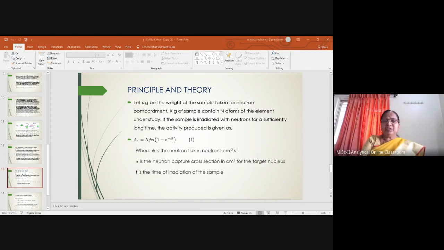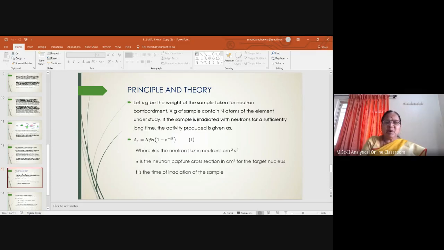Let us just look at the second slide. Next, that is the theory of neutron activation analysis. Let x be the weight of the sample taken for neutron bombardment. X gram of sample contains n atoms of the element under study. If the sample is irradiated with neutrons for a sufficiently long time, the activity produced is given as A_t equal to N.